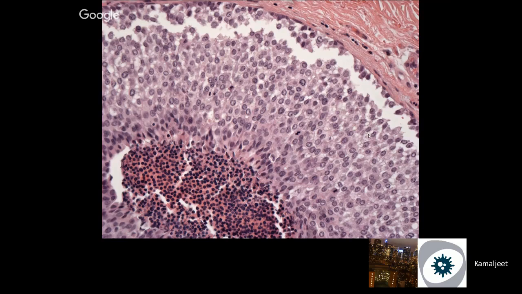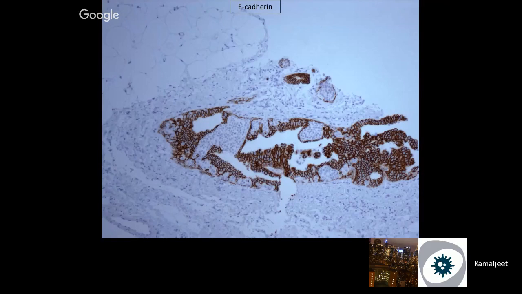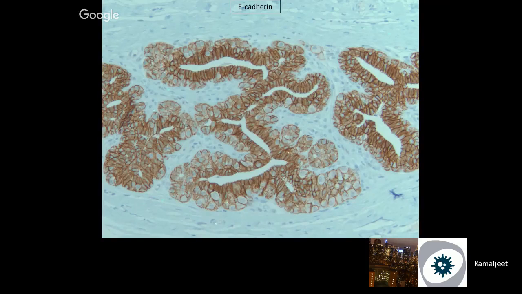And you can do ECAD or P120. So E-cadherin can help. In 85 to 86% of cases, it will be negative. But in 15% of cases, you might see some expression, weak expression. Like in this case, this looks like a pagetoid involvement by LCIS, but there is some expression of ECAD, but it's weaker than the adjacent luminal cells.